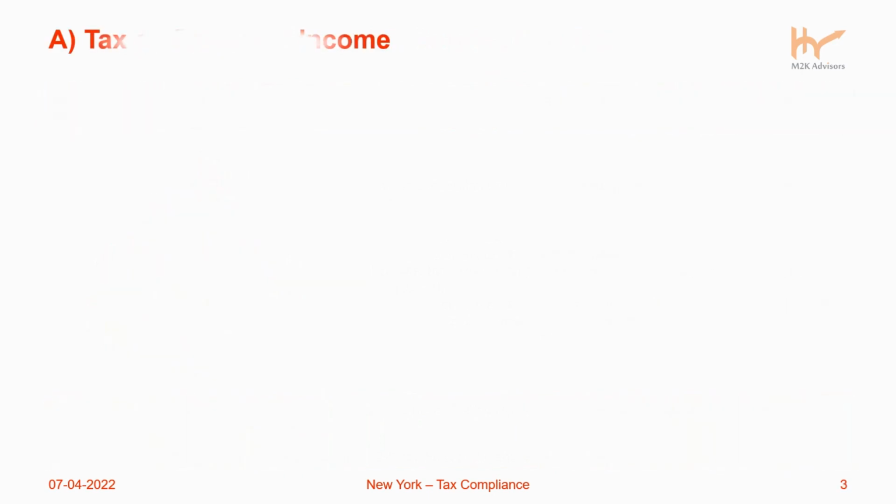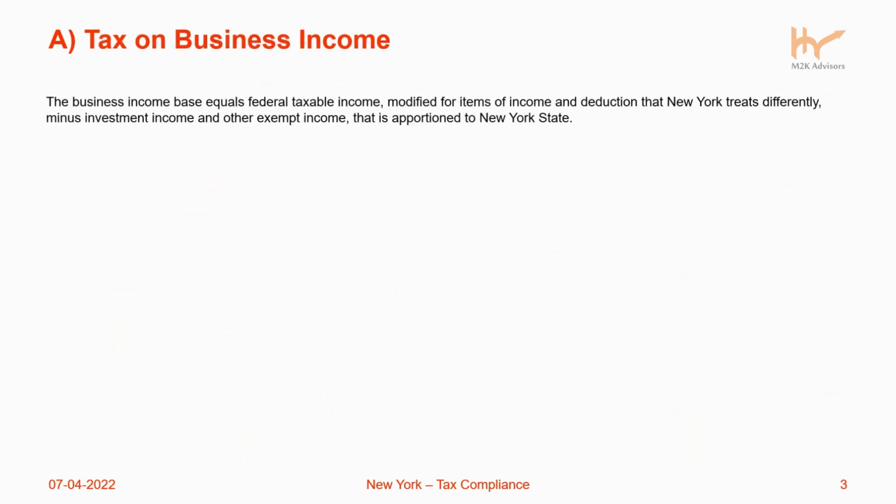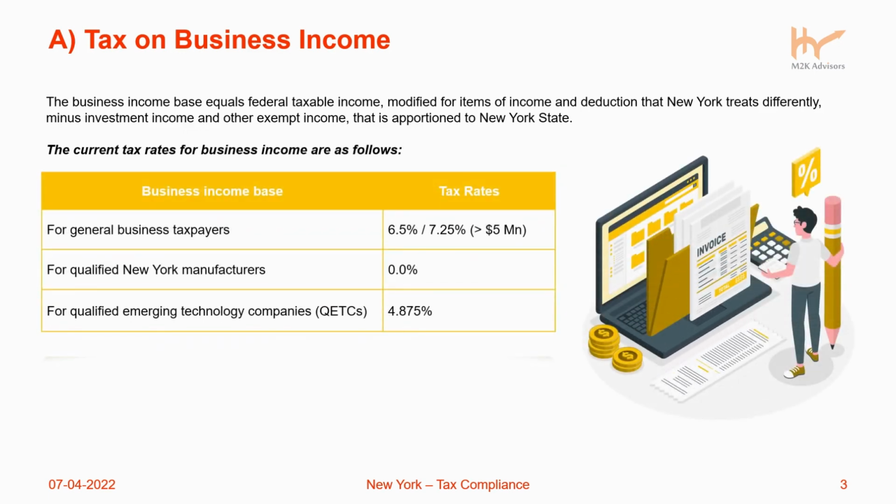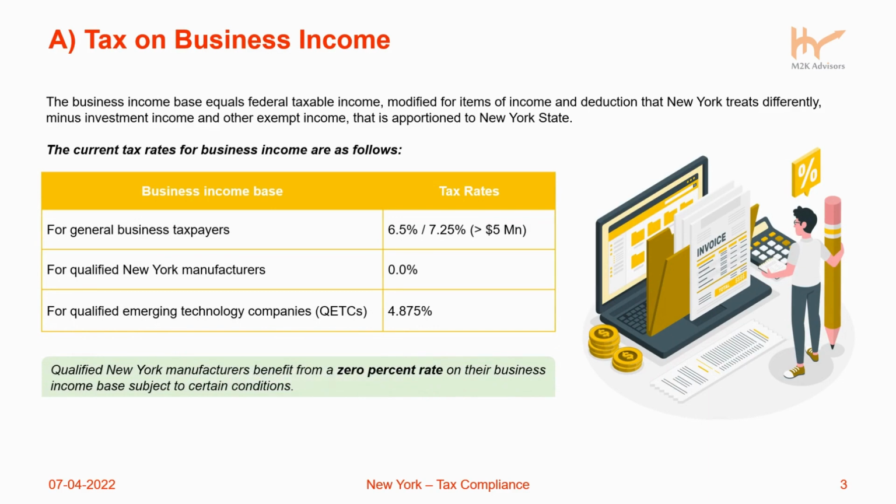A. Tax on business income. The business income base equals federal taxable income, modified for items of income and deduction that New York treats differently, minus investment income and other exempt income that is apportioned to New York State. The current tax rates for business income are as follows. Qualified New York manufacturers benefit from a 0% rate on their business income base subject to certain conditions.